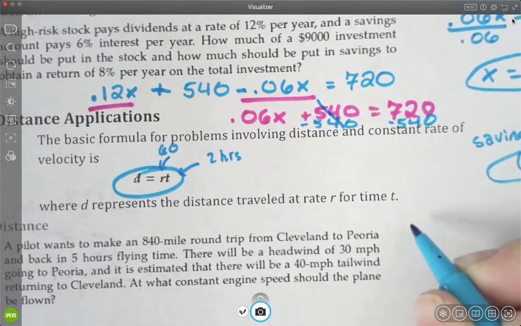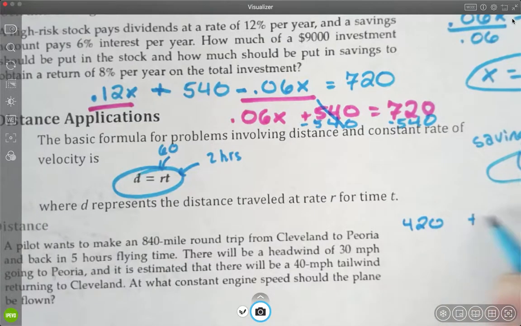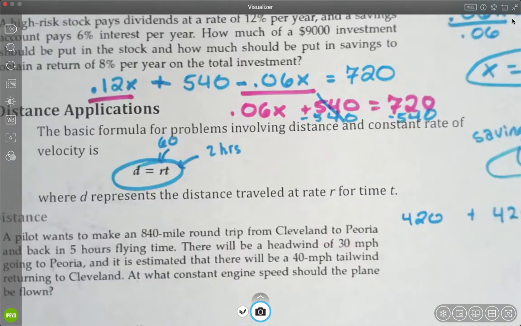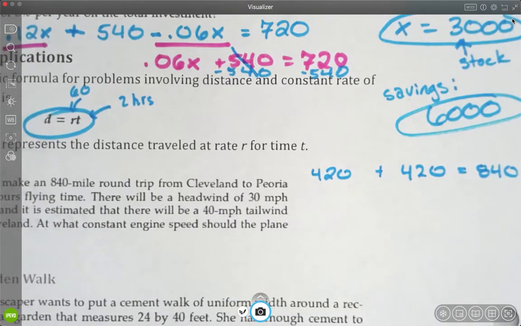So, 420 plus 420 gives me the whole round trip, right? Now, here's the deal. The distance going will be the same as the distance coming back. But will the speeds necessarily have to be the same? Going there, I could go faster, and coming back, I could go slower, right?